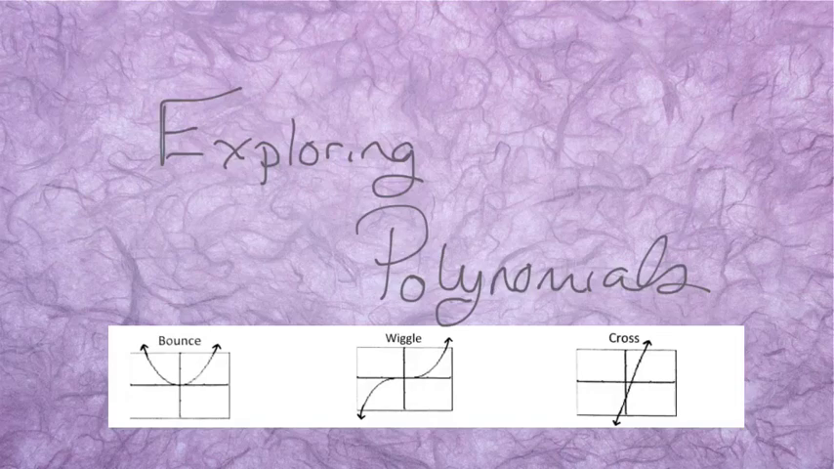When we're looking at crossing the x-axis, we're looking at, does it bounce, wiggle, or cross? A bounce is where it's going to touch and go back the same direction it came from. A wiggle is going to kind of flatten out as it goes through the x-axis and then keep going through. But a cross is going to go straight through. It's not going to flatten out any.